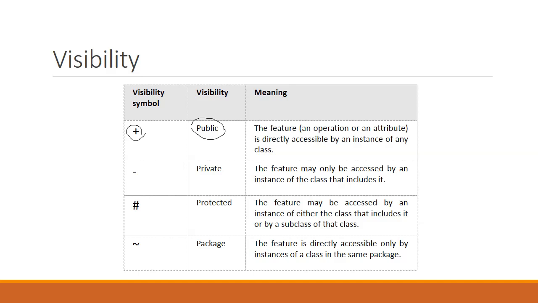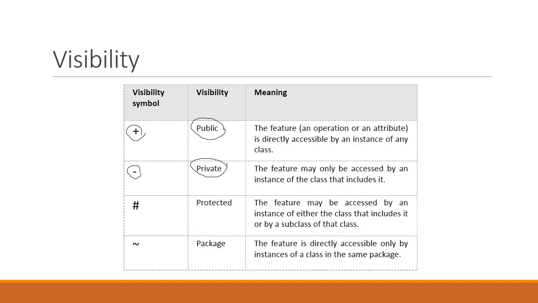The second type of visibility is called the private visibility, which is denoted by the minus sign. And private is sort of the opposite of public, and a private feature may only be accessed by an instance of the class that includes it. So for example, if I have a private attribute in my bank account class, then only operations defined within the bank account class itself may directly access this attribute.